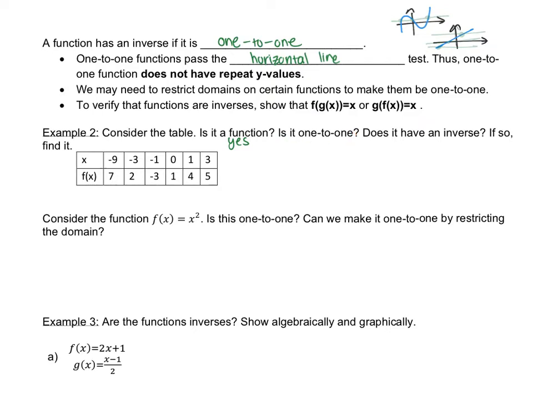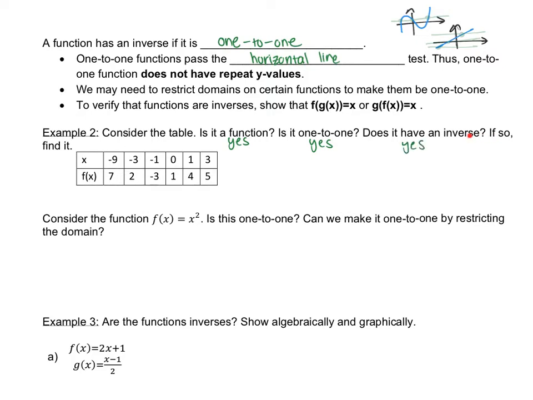Is it one-to-one? If something is one-to-one, that means every x value has its own y value. It was not repeated. In this case, -7, there's no other -7s here. For this 2, there were no other 2s here. -3, there were no other -3s, and so forth. Every x value has its own unique y value. So this is definitely yes, and that's how I tell if something is one-to-one. Basically, none of the x's repeat and none of the y's repeat. So in this case, this definitely has an inverse because it was one-to-one. So I'm going to say yes.